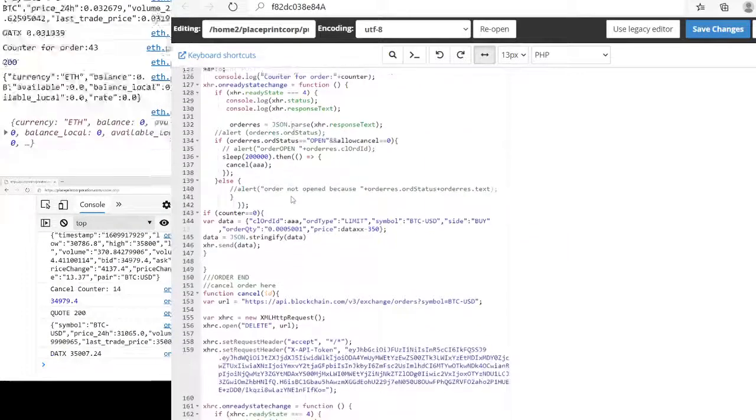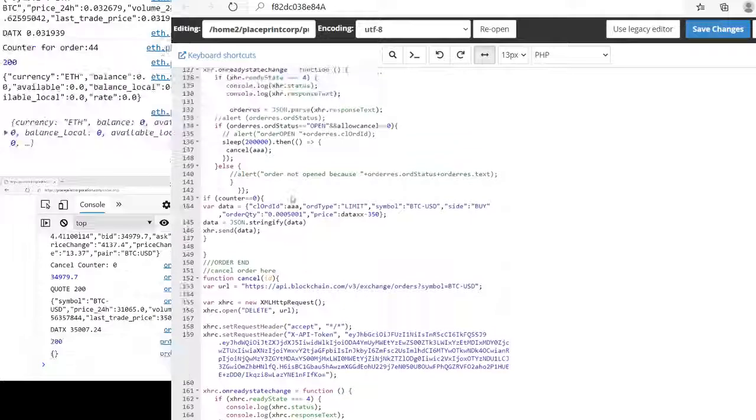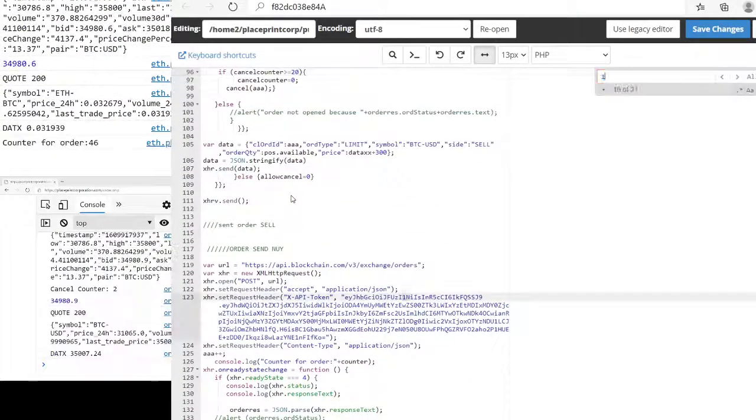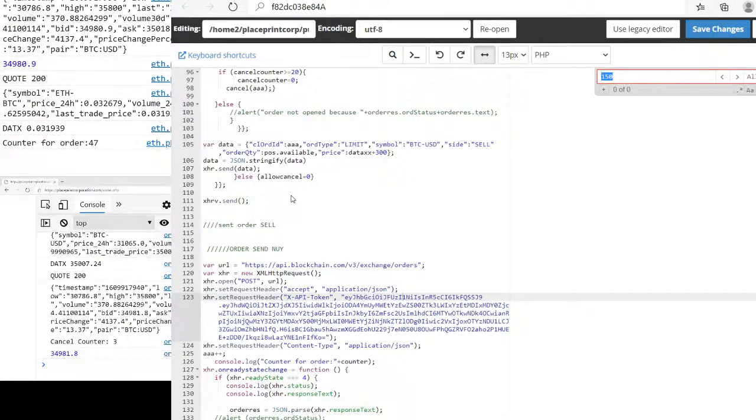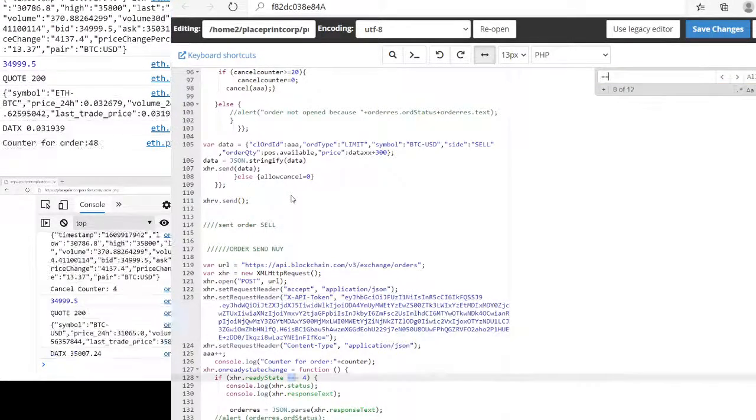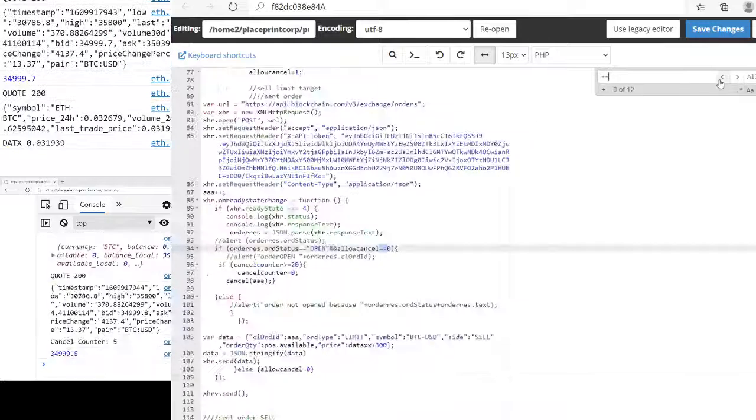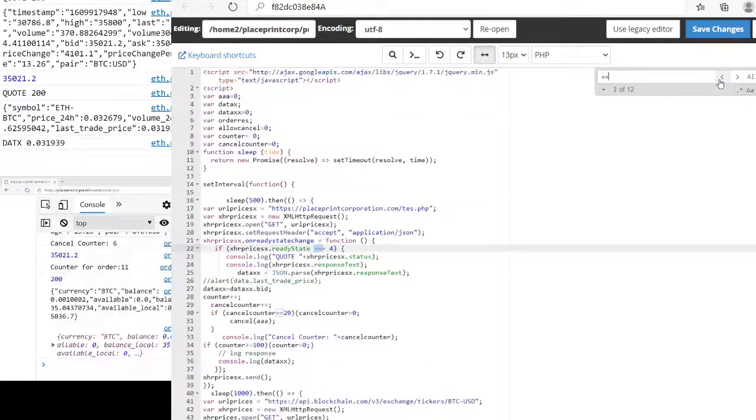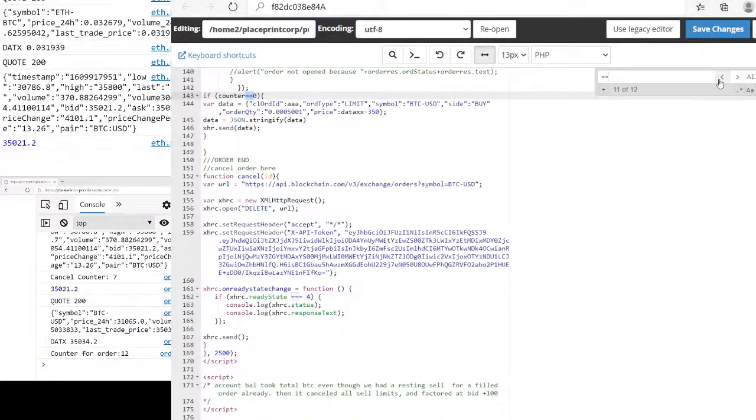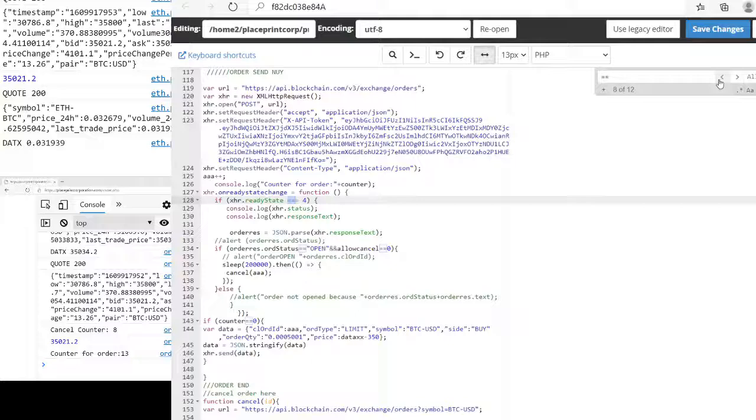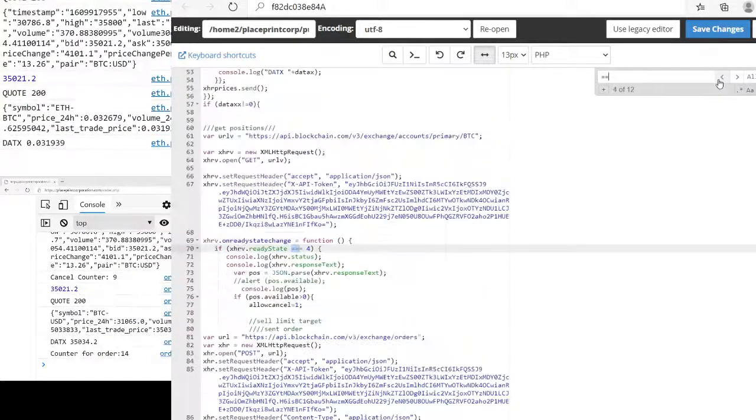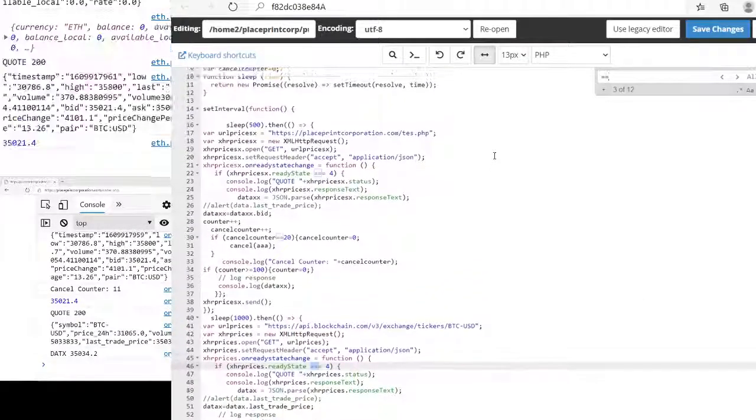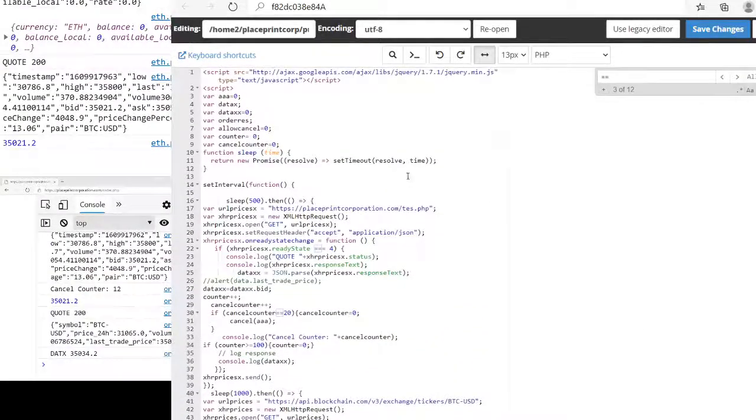And where is it? Find 150. Find equals. Boom, boom, boom. For the biggest number we have. We did this. Cancel counter.